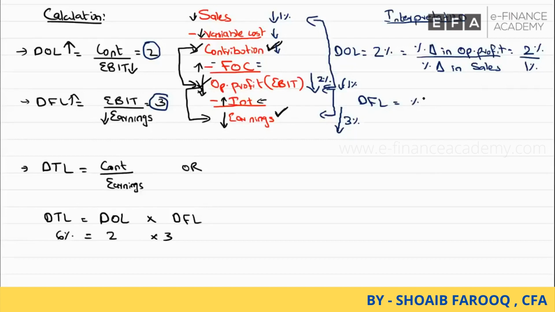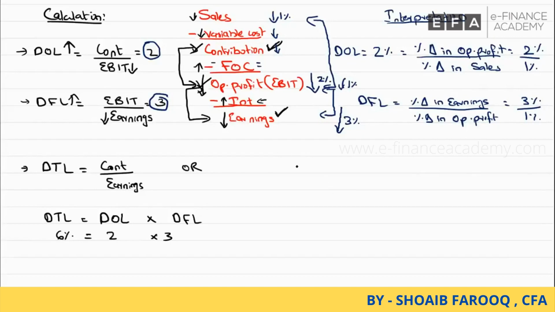We are saying percentage change in net earnings to percentage change in operating profit. So if the answer is 3, that means for each 1% change in operating profit, your net earnings will actually change by 3%.